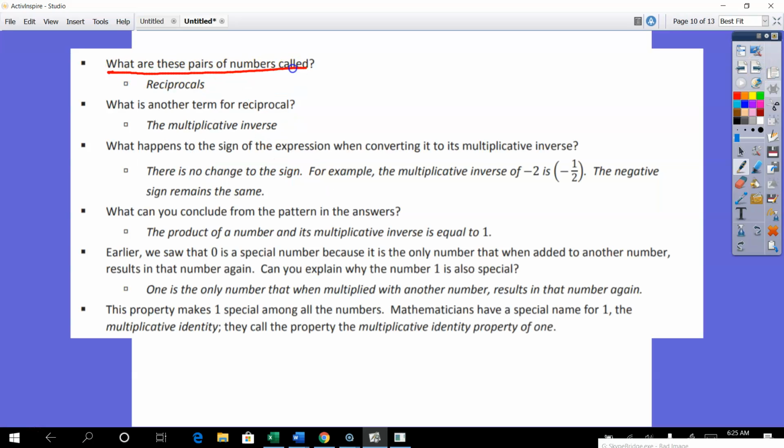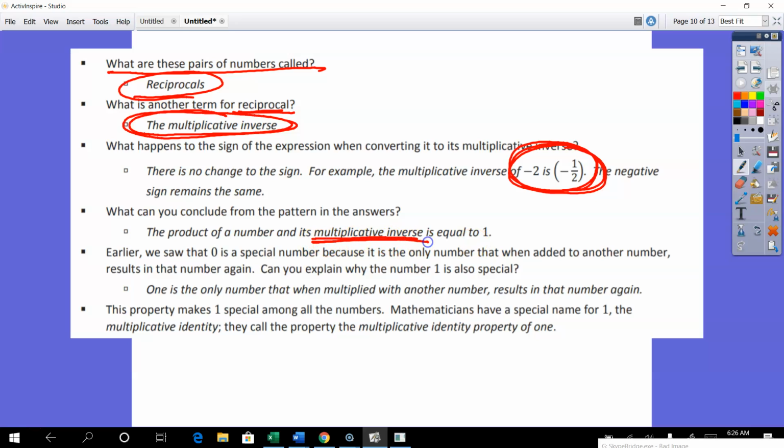So what do we call these numbers? We call them reciprocals. What is another term for a reciprocal? It's the multiplicative inverse. What happens to the sign of the expression when converting it to its multiplicative inverse? So in other words, they're talking about this. Okay, so the multiplicative inverse, we keep the sign. The negative sign remains. What do we conclude? That it's always the multiplicative inverse, or the reciprocal, is always equal to 1.